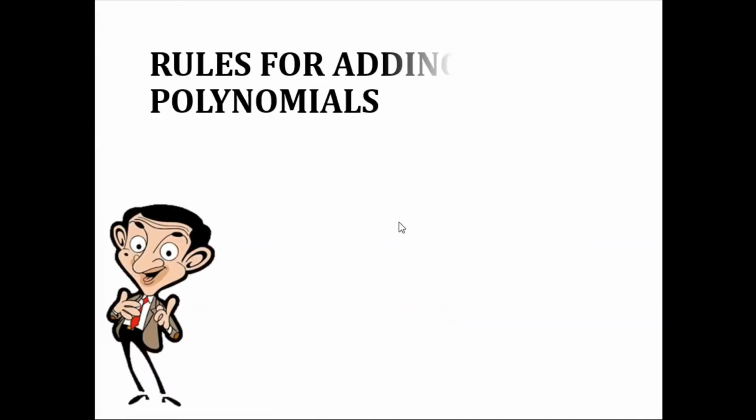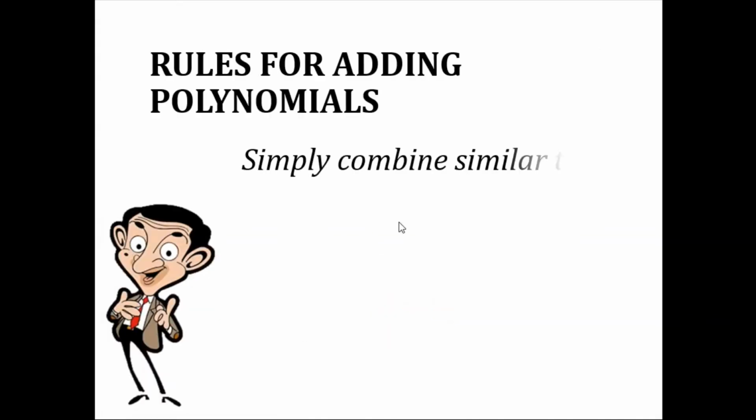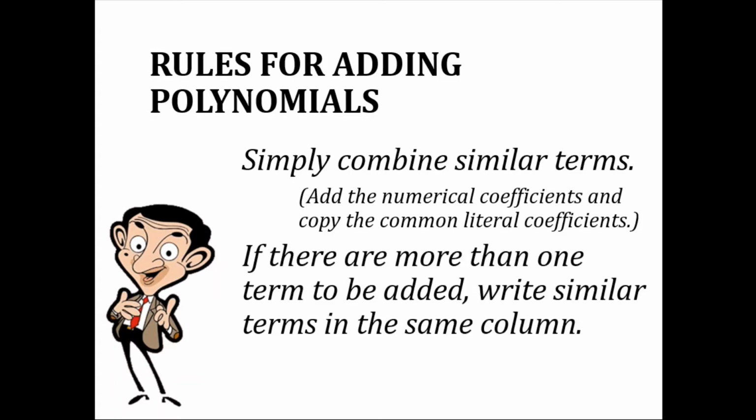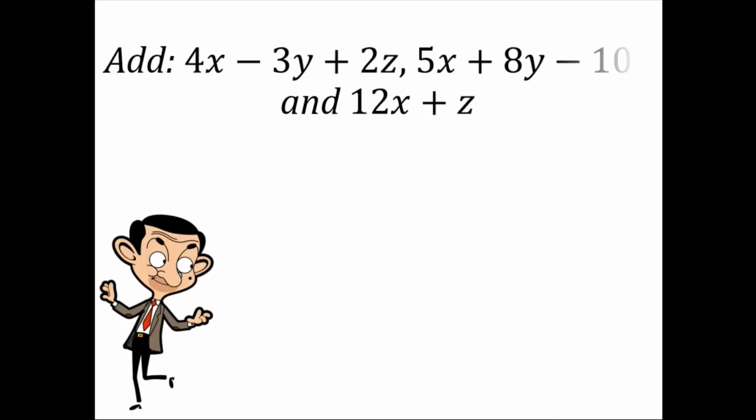We will follow rules in adding polynomials. Rule number 1, simply combine similar terms. How do we do it? Add the numerical coefficients and copy the common literal coefficients. If they are not similar, do not combine them. And rule number 2, if there are more than one term to be added, write similar terms in the same column. Let's have some examples.